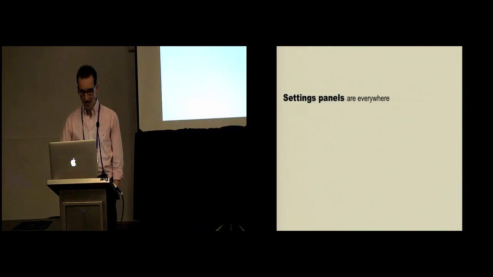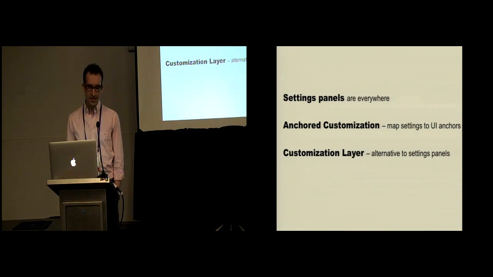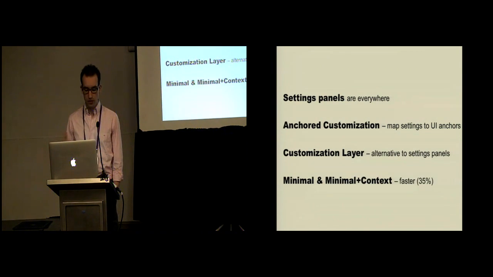All right, a few key takeaways. Settings panels are everywhere. They're the default standard in the industry for customizing applications, but it's not necessarily because they're particularly good at it. We introduced the concept of anchored customization to map settings to UI anchors. We implemented this concept in our customization layer prototype as an alternative to settings panels. And we showed that two variants, minimal and minimal plus context, were faster by about 35% than settings panels.